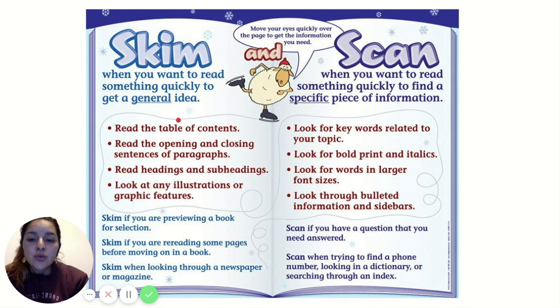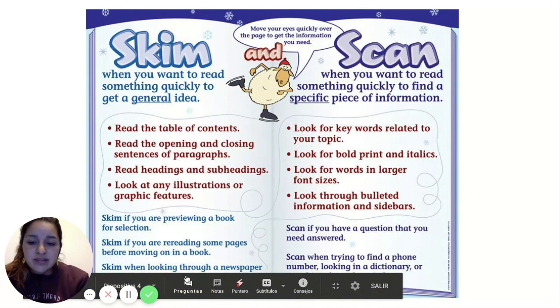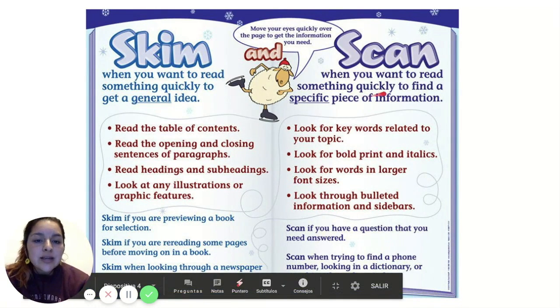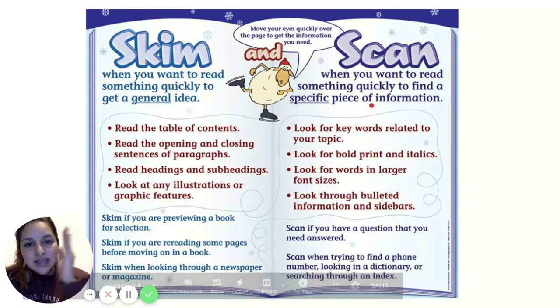And skimming is used when you read the table of contents, when you read the opening and closing sentences of paragraphs, when you read the titles and subtitles, and when you look at the illustrations or graphic features, pictures, etc., that you might find there. So, for example, if you're reading a magazine, you're going to be doing skimming to see what article you want to read.